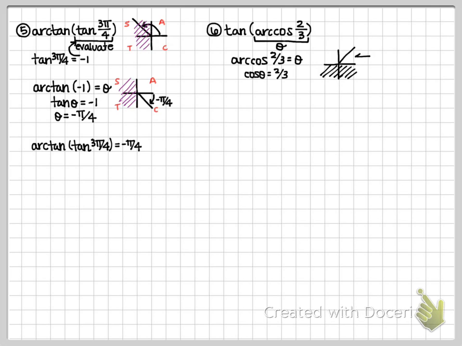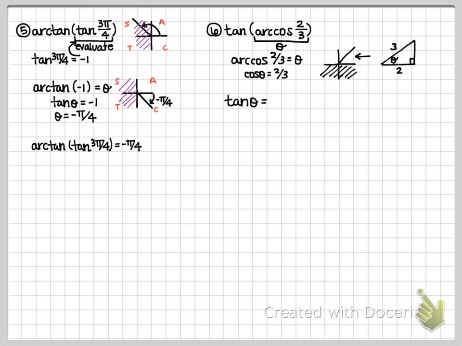So what I'm going to do is redraw that picture. I'm going to give myself an actual triangle. So there's my theta, and it says that cosine is 2/3. So adjacent is 2, hypotenuse is 3. All right, I drew the picture. There it is. Now I want to find tangent of that angle. All right, so take a look back at the triangle.